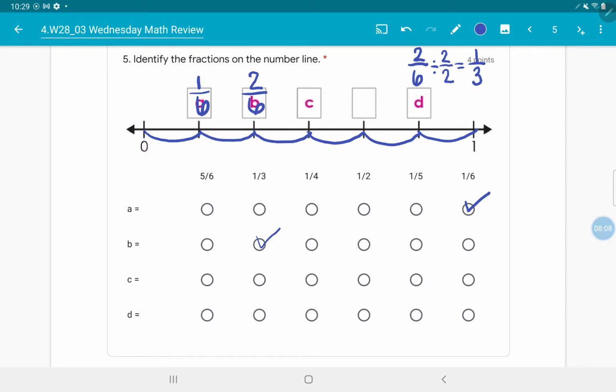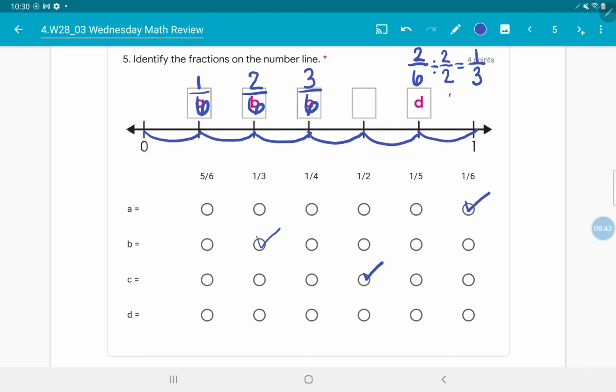All right, how about C? C is 3/6, but 3/6 is not one of our options. What equivalent fraction is there to 3/6 up there on the board? Christopher? Looking for an equivalent fraction for C. Scotty? 1/2. Yeah, 1/2.